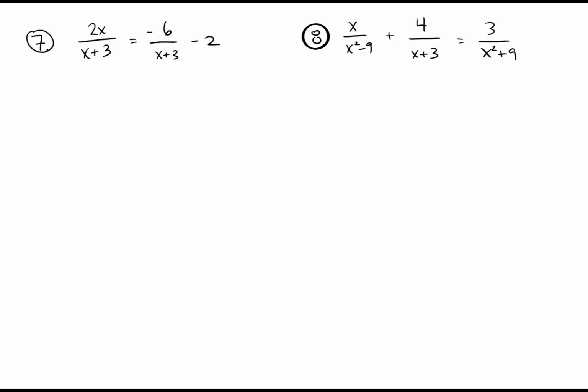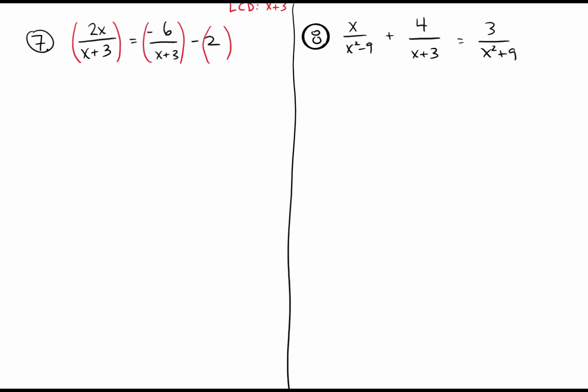Okay, question number 7 and question number 8 both have fractions in them. So I do want to make sure that you identify the LCD. I'm going to always identify them. This one is easy because it's the same on both fractions. Now, I did say something previously. You have to make sure you multiply all the terms, not just the fraction terms, but all the terms. We're going to multiply by the LCD.